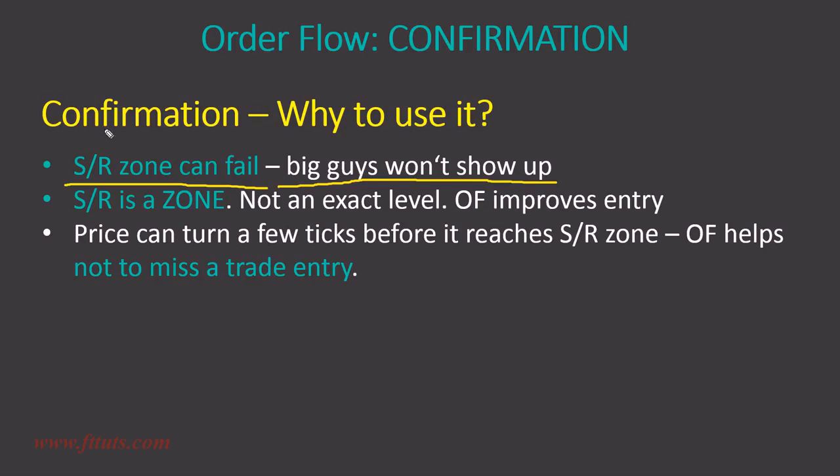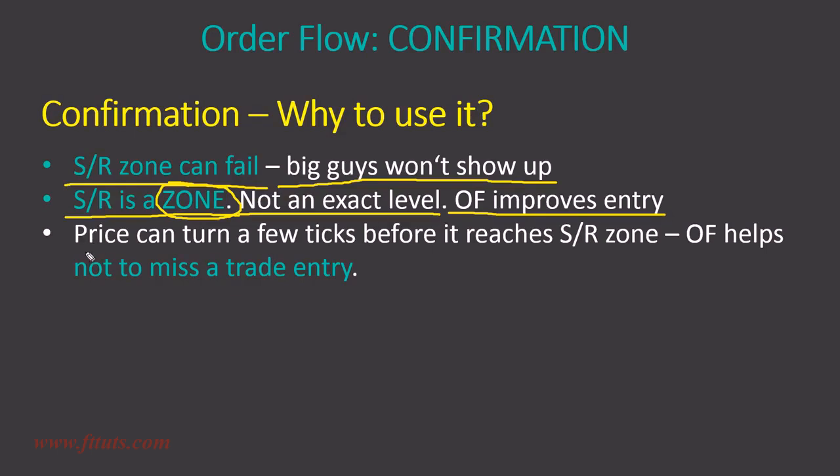Now, the next reason why to use the order flow as a confirmation is that support and resistance zones are zones, not exact levels. Support and resistance is a zone. So for intraday trading, it could be like a 5 or 10 tick zone in which you expect a reaction, right? So it is a zone, and the order flow improves entry. It tells you where exactly in that zone you want to enter your trade.